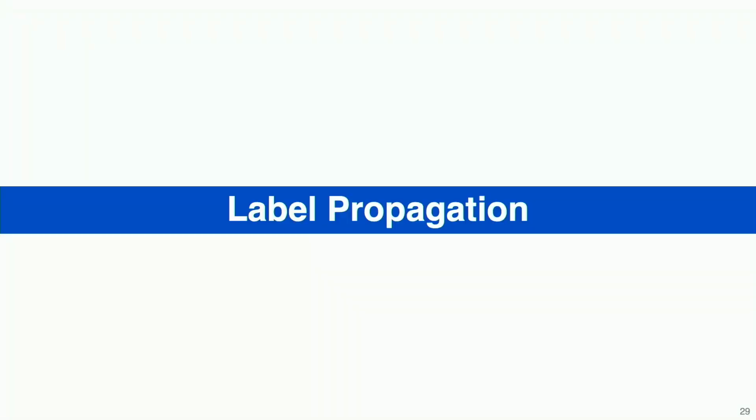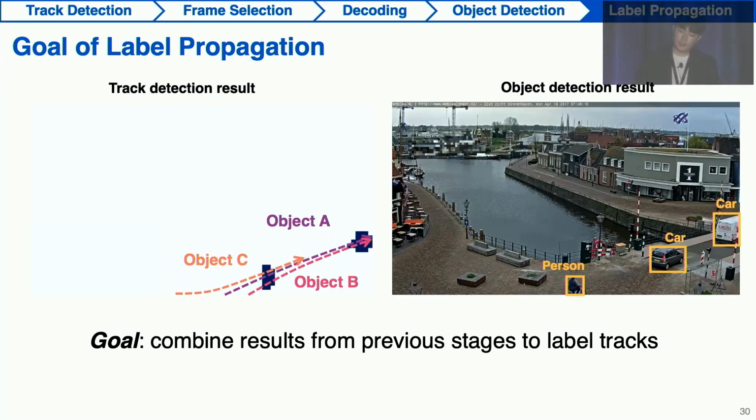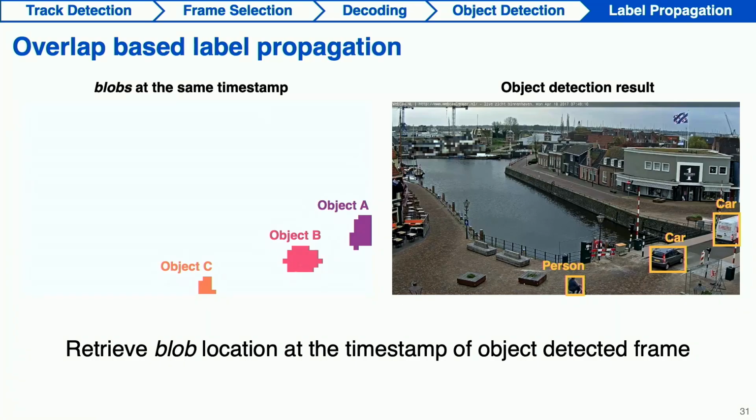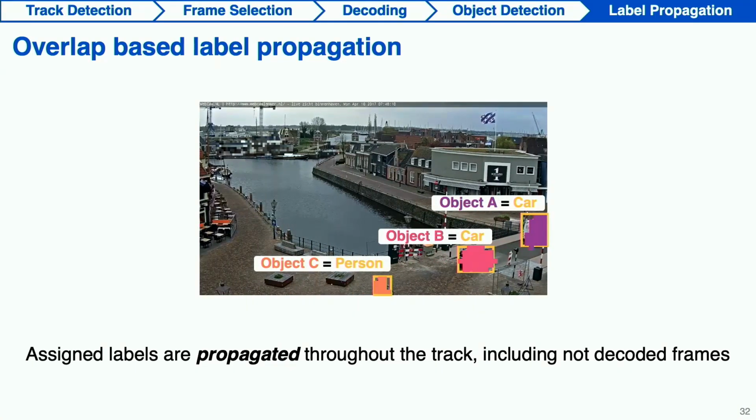And to our final stage, label propagation. The goal of the label propagation stage is to combine the results from the previous stage to label the track. The way we do it is by first retrieving the blob location at the same timestamp of the object detected frame. And by calculating how much they overlap, we can assign the labels to the track. And the assigned labels are propagated throughout the track, even to the ones that are not decoded.